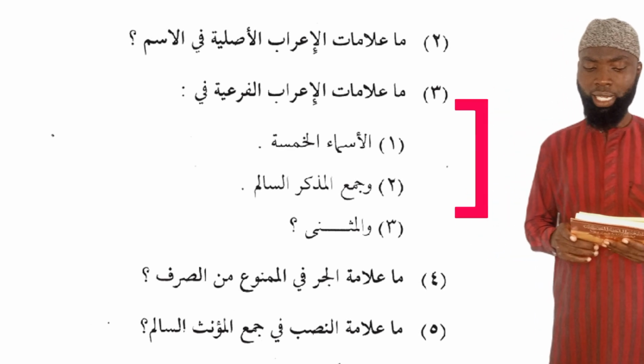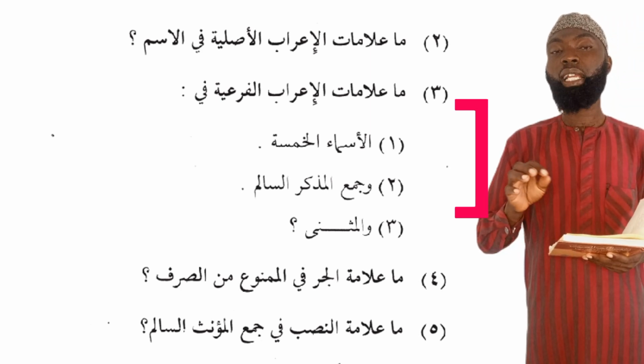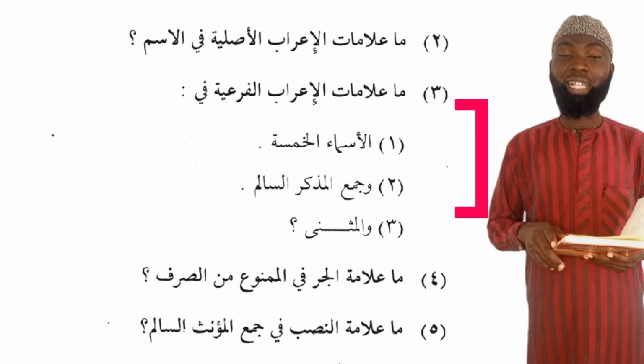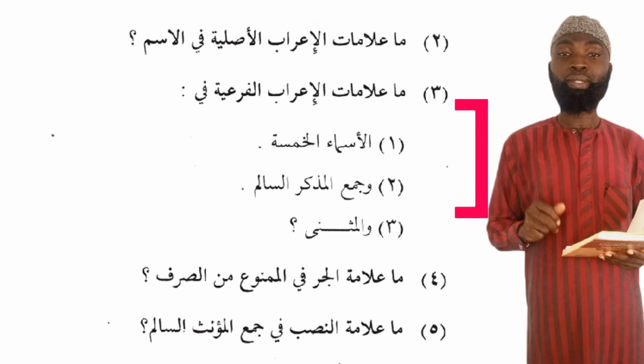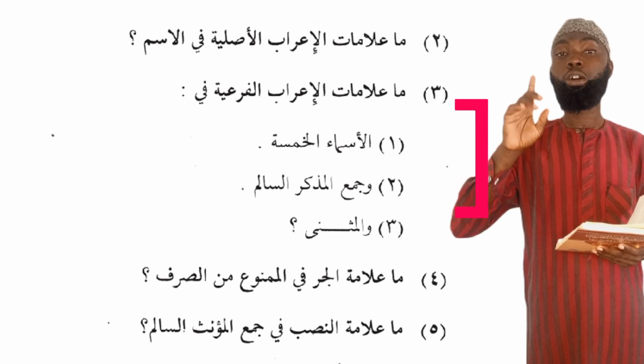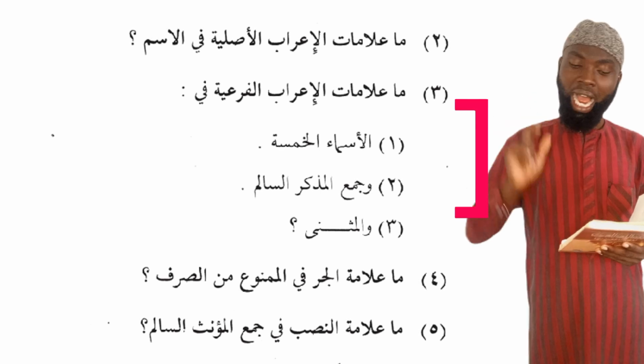Number three, we have ma alamatul i'rab al-far'iyya fi. What are the signs of declension, the secondary signs of declension in the following? Number one, we have al-asma'ul khamsa, the 5 names. We say al-alamatul i'rab al-far'iyya fi al-asma'il khamsa hiya al-alif wal-wa wal-ya.